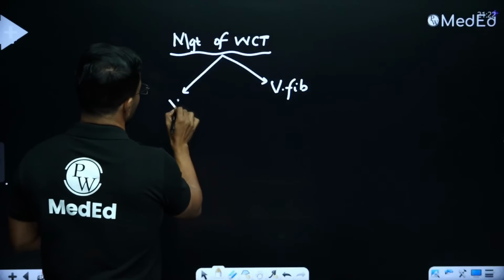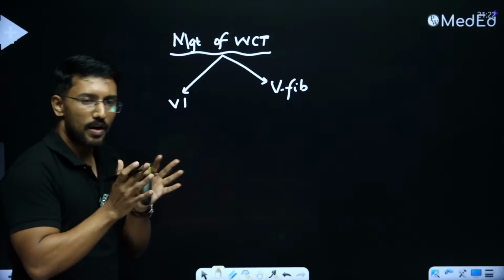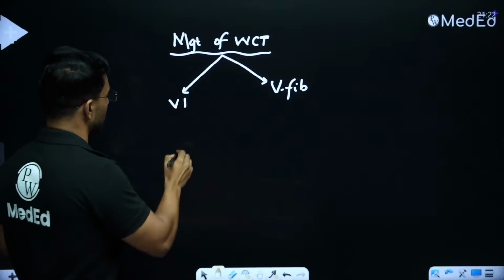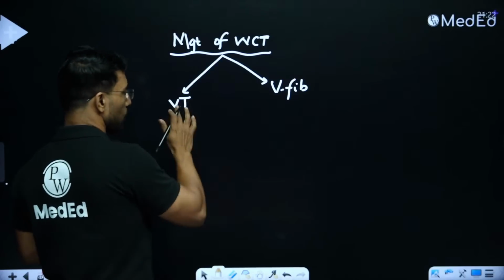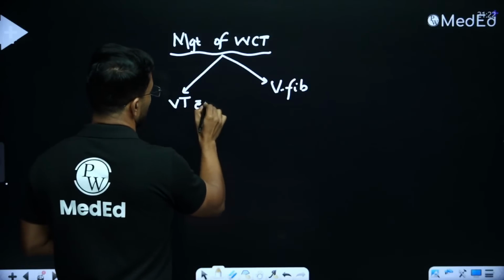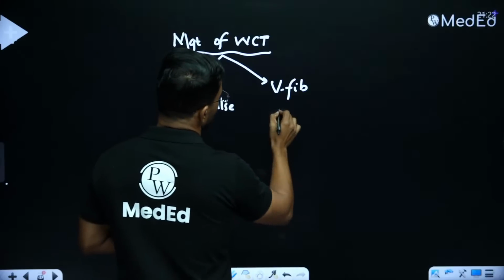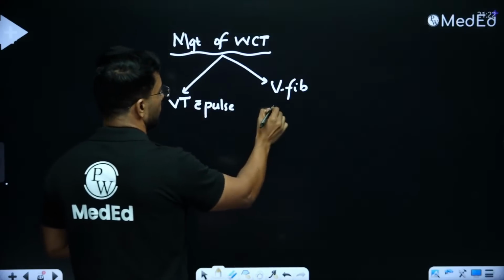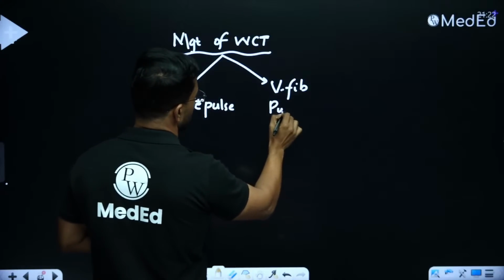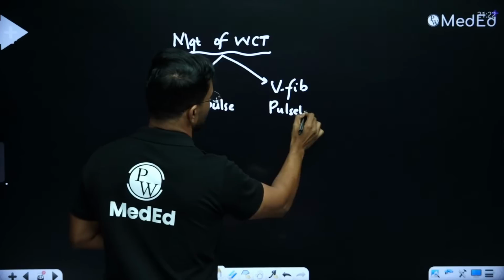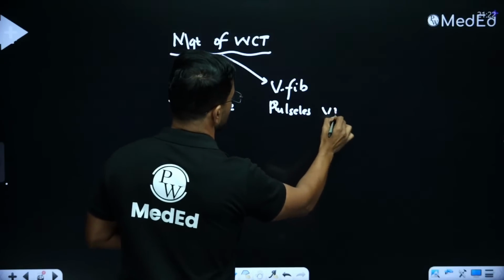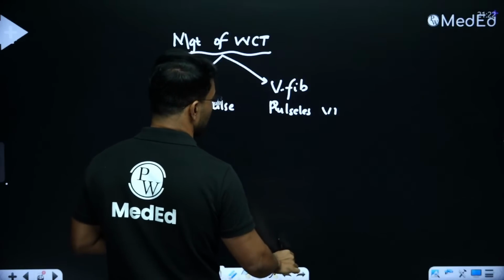On the other hand, in ventricular tachycardia the ventricle is still contracting but at a much higher rate. So VT on one side, right? But I will call this VT with pulse, and VT without pulse is as dangerous as ventricular fibrillation. So pulseless VT will also go into the second group.